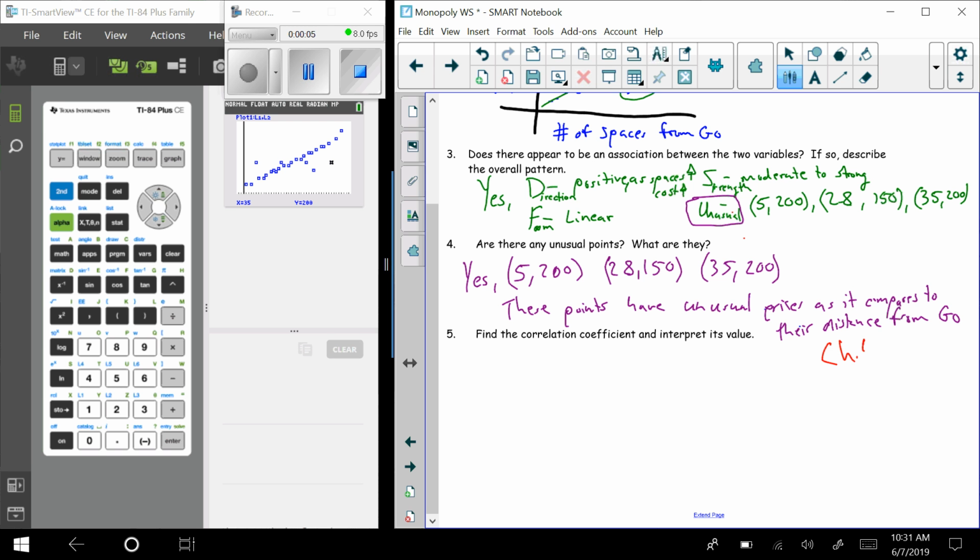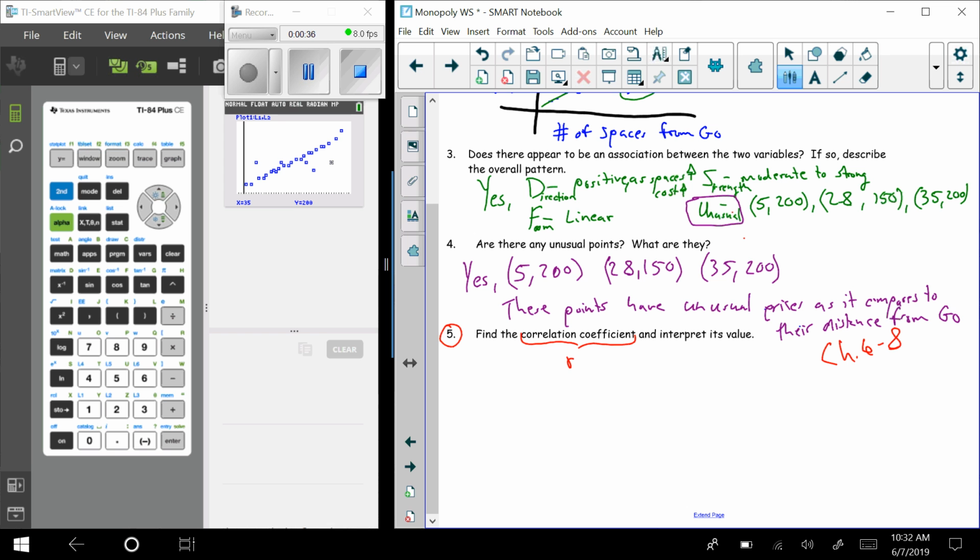We are still inside chapters 6 through 8, and we are through examples 1 through 4, and we're on to number 5 now. Okay. And now we want to find the correlation coefficient and interpret its value. Remember that the correlation coefficient, this thing here, this is known as R, right? And it does say to interpret it.